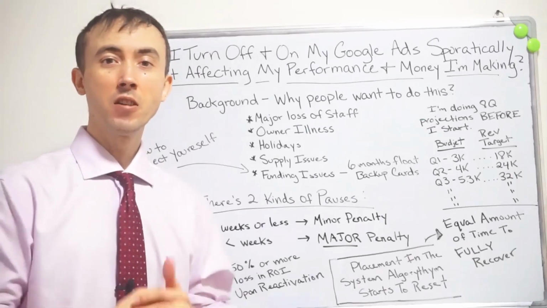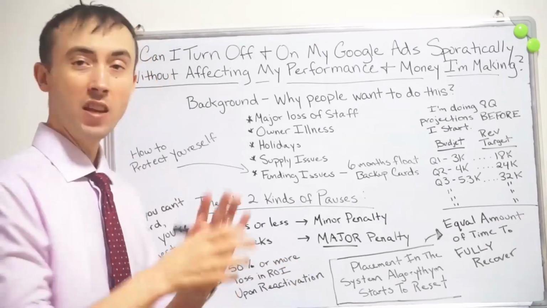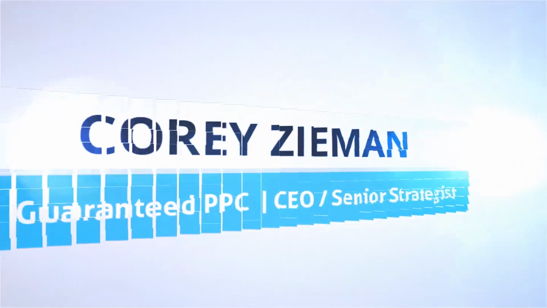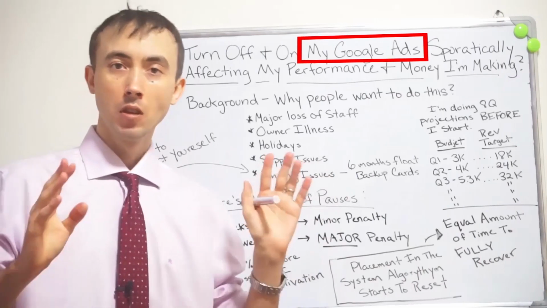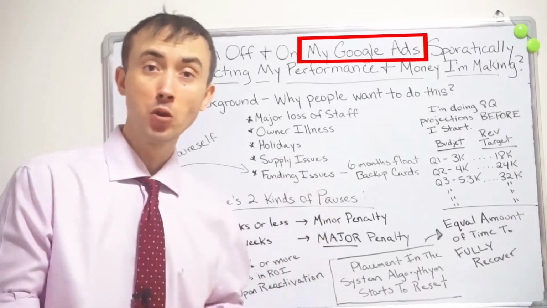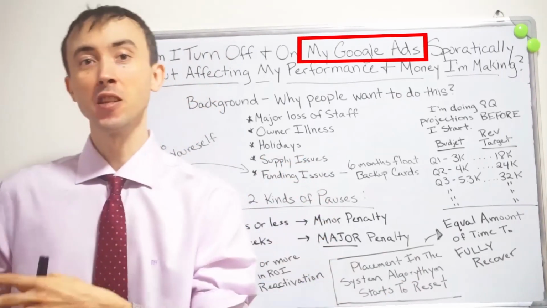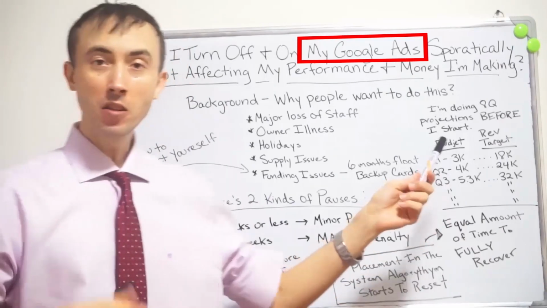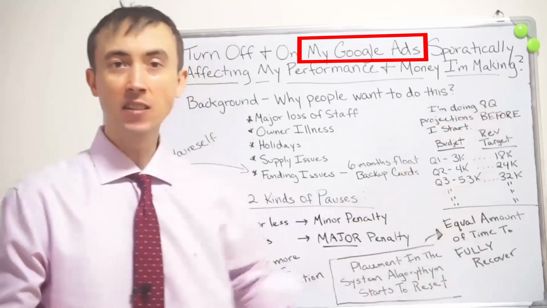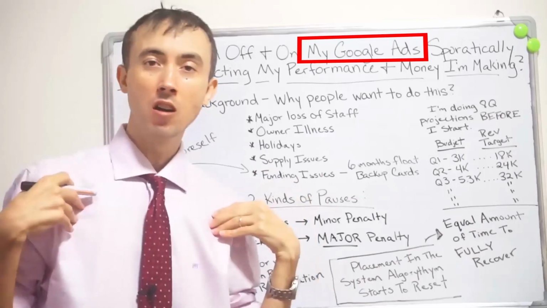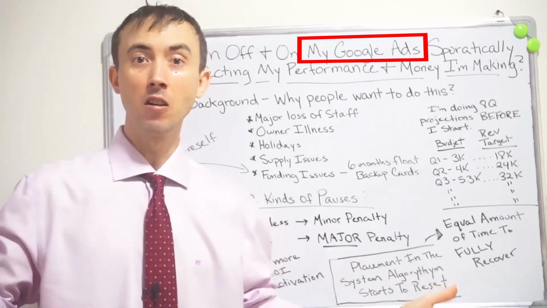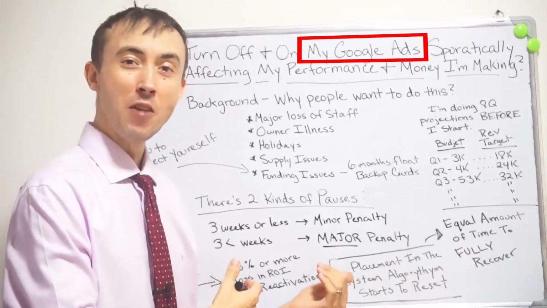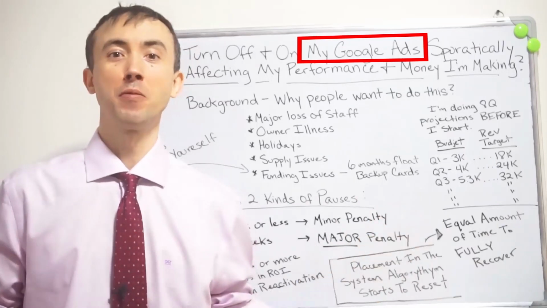Okay, on today's video here, we are going to talk about Google Ads again, and shutting off those Google Ads, and on the flip side, turning them back on. You know, turning your ads on and off sporadically, or just what I would call sporadically would just be turning your ads off at all.